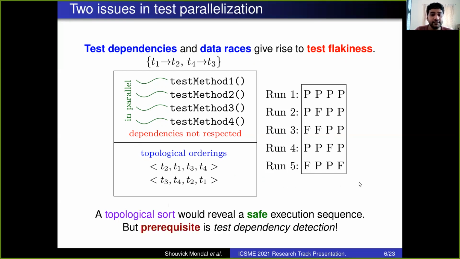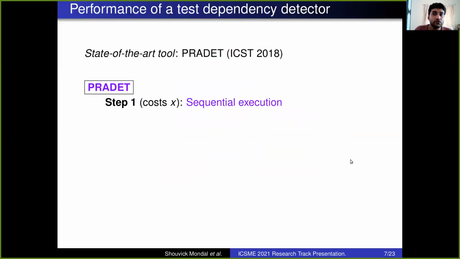But the prerequisite is test dependency detection. So to gauge the performance of a test dependency detector, we took the state-of-the-art tool, Pradet. Pradet consists of three steps. The first is to sequentially execute the test cases to record the original order of execution of the test cases. The second step is the dynamic data flow analysis. Dependencies between and across test cases are determined, and the dependency graph is constructed.